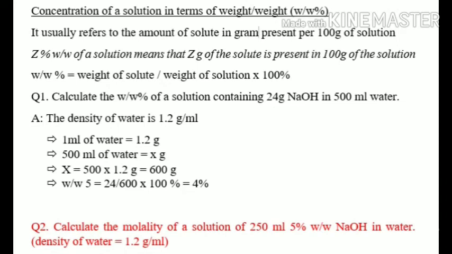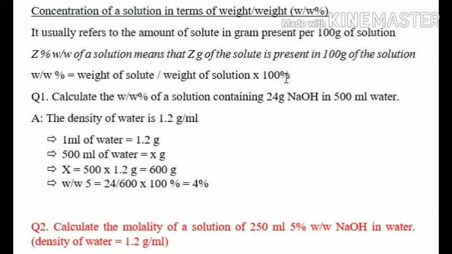Okay, so the difference between weight by weight and weight by volume is this: for weight by volume we consider 100 ml, for weight by weight we consider 100 gram. 100 ml or 100 gram, both will be for the solution, 100 gram of solution or 100 ml of solution. So for example, Z% weight by weight of a solution means that Z gram of solute is present in 100 gram of the solution.